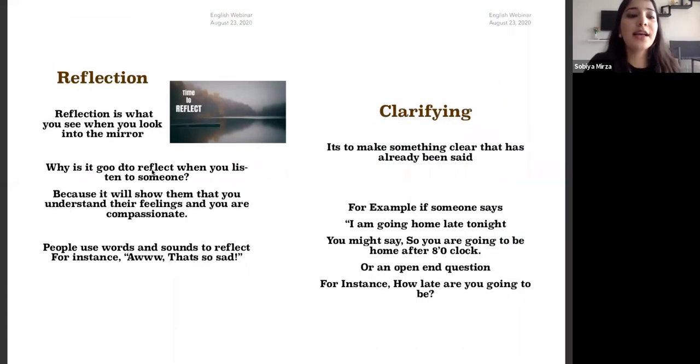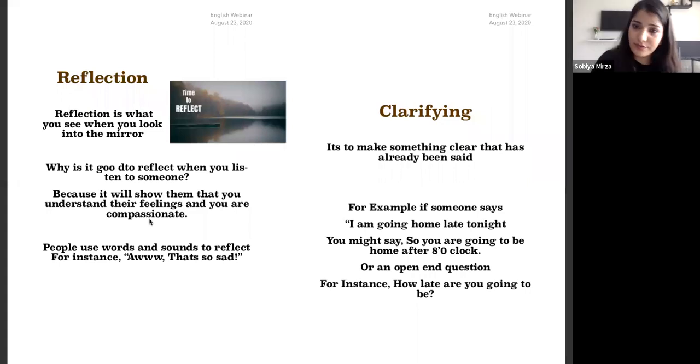Then another thing that comes in active listening is reflection. What is the meaning of reflection? It's a common word. Reflection is something you see when you look in the mirror, or look into a river. If there is a mountain, like a picture, you can see the trees' reflection in the river. Why is it good to reflect when you listen to someone? Because it will show them that you understand their feelings and you're compassionate about it.